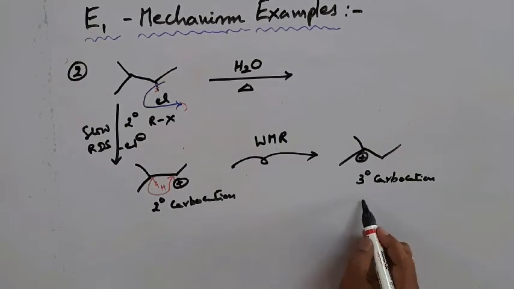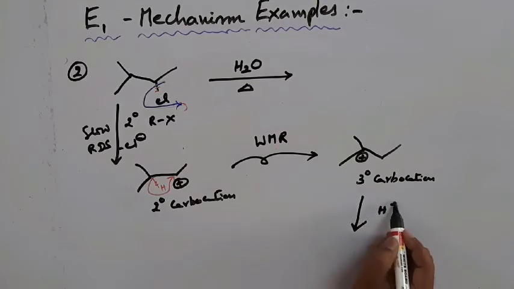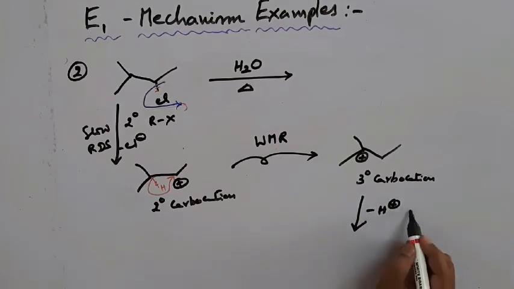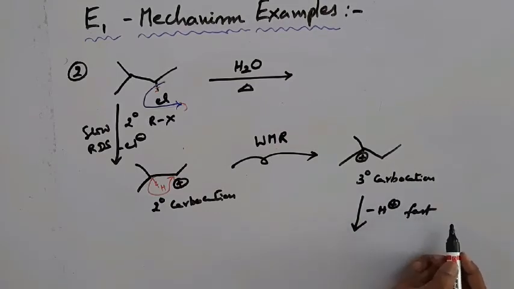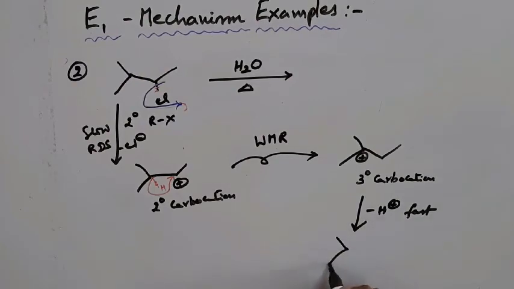Now, this particular tertiary carbocation so obtained loses a proton in the fast deprotonation step to give the corresponding alkene, which is more stable. This is more substituted alkene, which is most stable, obtained as a major product. And this alkene name is 2-methyl-2-butene.